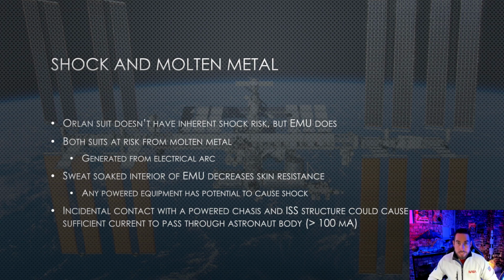So any powered equipment that they're using has the potential to cause shock in those cases. If they made incidental contact with the structure of the ISS and anything that's powered, it could cause enough current to pass through, it could cause 100 milliamps to pass through the astronaut's body, which is more than sufficient to cause cardiac arrest. Anything higher than 100 milliamps can cause cardiac arrest, and there's an even increased risk if the inside of the suit gets sweaty, which increases the conductivity of the skin. So the way around that is you have to make sure that the astronaut is properly grounded, so that electrical current doesn't run through them. It gets grounded out.